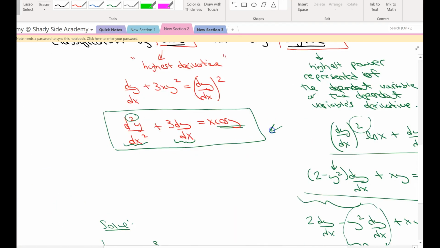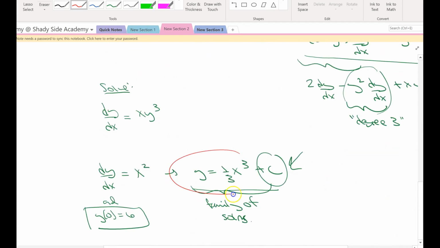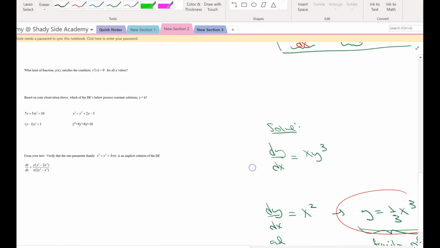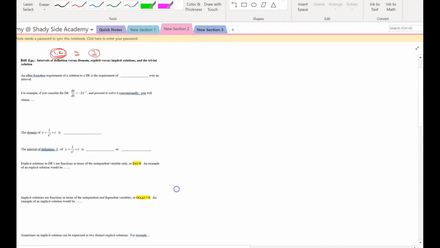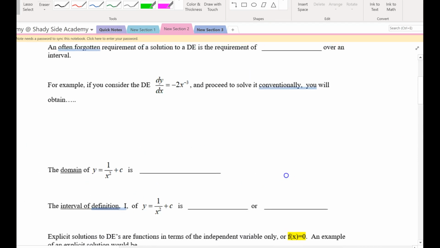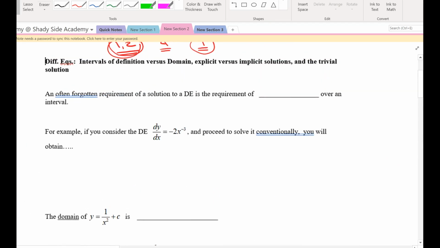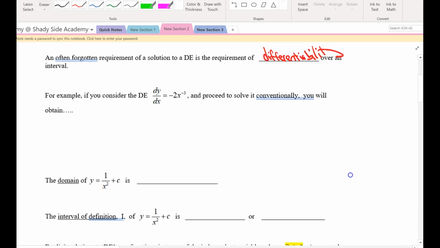When we talk about a solution to a DiffyQ, or a specific solution to a differential equation, the criteria of the solution that is often glossed over is the requirement that the solution has to be differentiable over an interval. The requirement of differentiability is often forgotten, because when you're solving a DiffyQ, we're so intent on getting to the family of solutions that we forget that solution has to be differentiable. So let's take a look at this example.